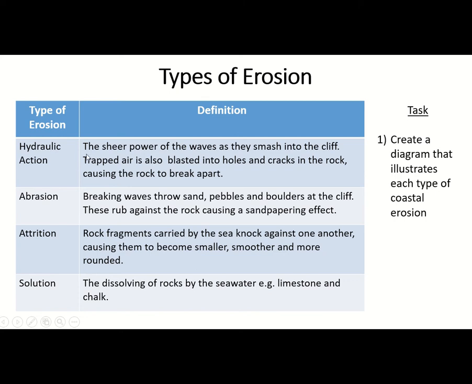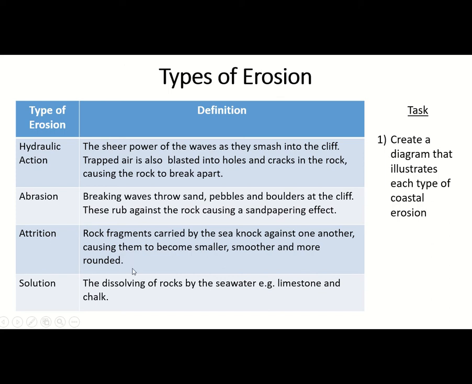This hydraulic action is the sheer power of the waves as they smash into the cliff, and they also trap air and water into any holes or cracks in the cliff, which causes the rock to break apart. So that's hydraulic action. Okay, abrasion is again a type of erosion where the material that's actually in the waves, once it's broken off the cliff, gets thrown at the cliff itself, and it acts like sandpaper and wears it down, again causing it to erode. So that's often called the sandpapering effect, but the proper term is abrasion.